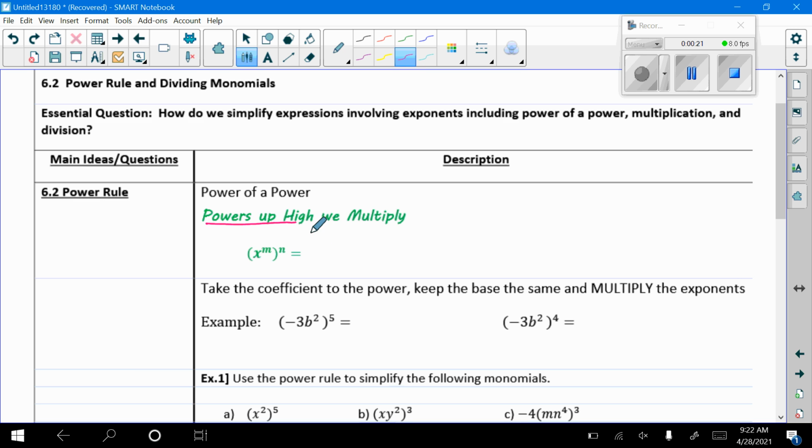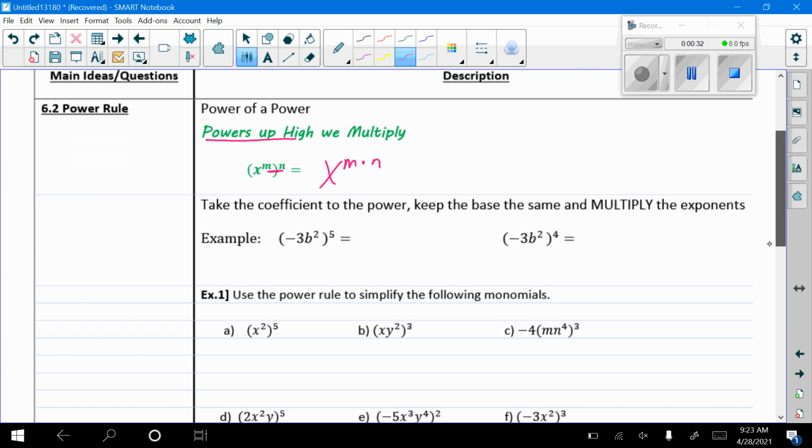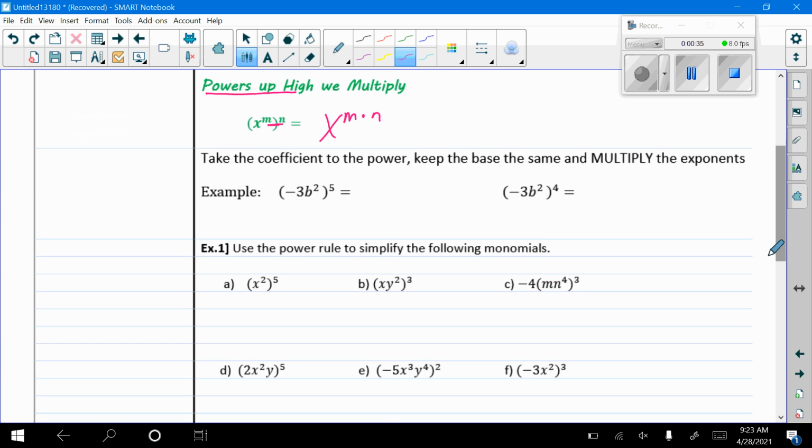Powers up high, we multiply. So if I take a power raised to a power up here, we actually multiply them. So this is actually x to the m times n. Now take the coefficient to the power, keep the base the same, multiply the exponents. Well, I'm just reiterating what it says.